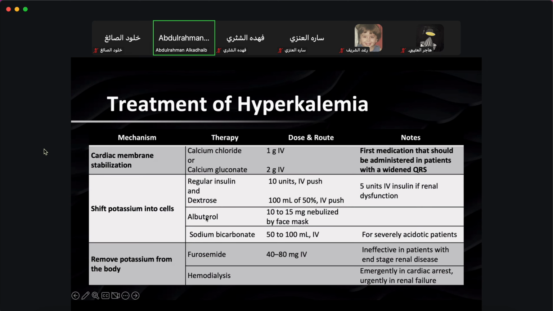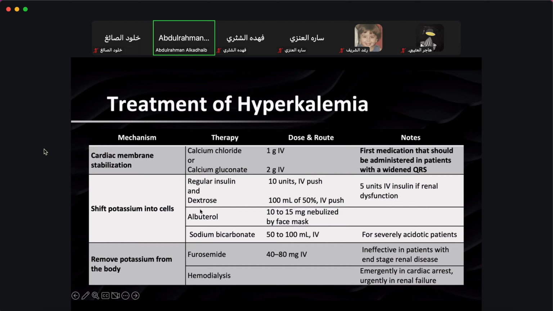And the other medication, as we said, is albuterol, or called the salbutamol, and we can give it in a nebulized dose through a face mask. We can also use the sodium bicarbonate, but usually we don't use this medication unless the patient is severely acidotic. For example, in a patient with a pH level of less than 7 or 6.9.